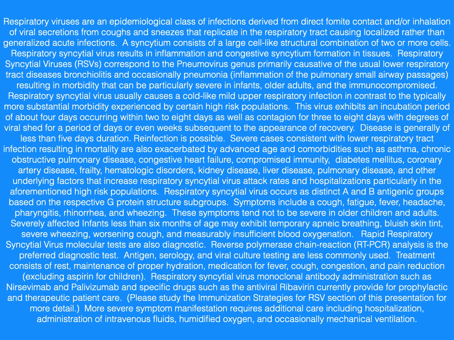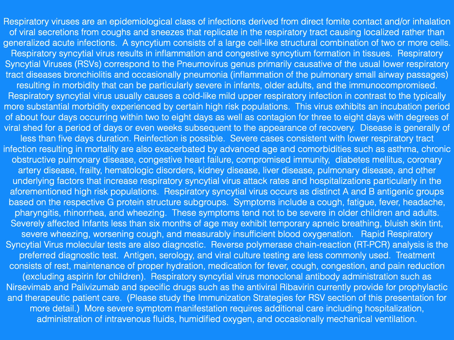Respiratory syncytial virus occurs as distinct A and B antigenic groups based on the respective G protein structure subgroups. Symptoms include a cough, fatigue, fever, headache, pharyngitis, rhinorrhea, and wheezing. These symptoms tend not to be severe in older children and adults.